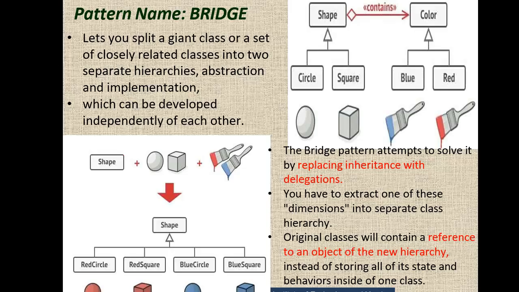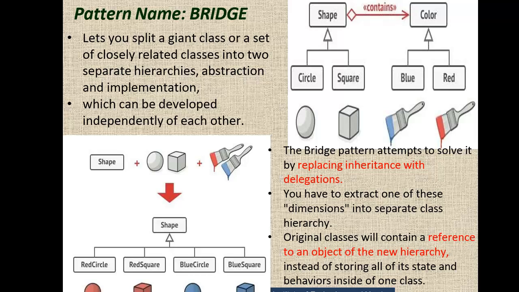Moving on to the next, the second structural design pattern is bridge. It lets you split a giant class or a set of closely related classes into two separate hierarchies, abstraction and implementation, which can be developed independently of each other. One example they have given over here is with respect to shapes and different colors of different shapes.